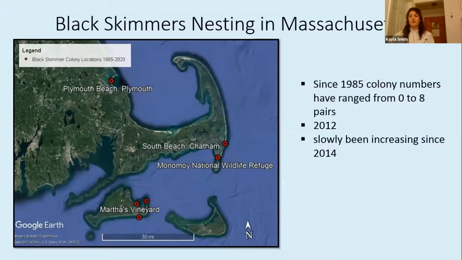Massachusetts is the northernmost extent of their nesting range, and since 1985, they have been reported nesting at 6 different locations in Plymouth Beach, Plymouth, and on Cape Cod. The numbers have always been very small, usually between 0 to 8 pairs. In 2012, there were 3 pairs of skimmers that nested on the island of Martha's Vineyard for the first time, and those were the only nesting pairs in the state that year.